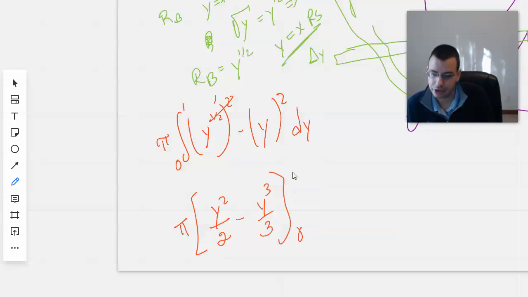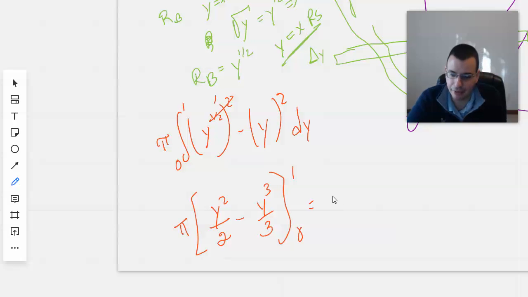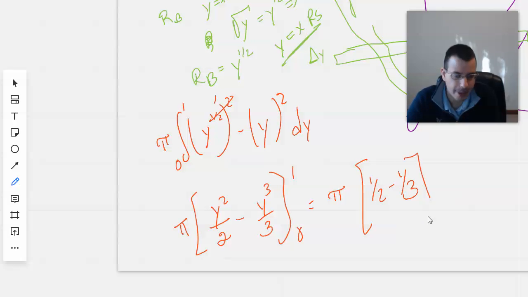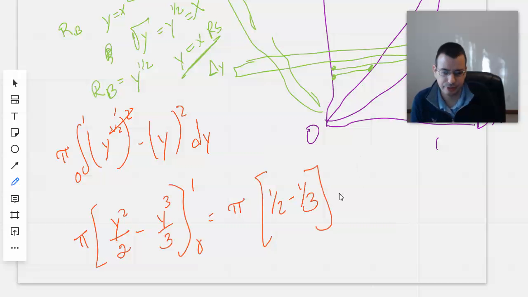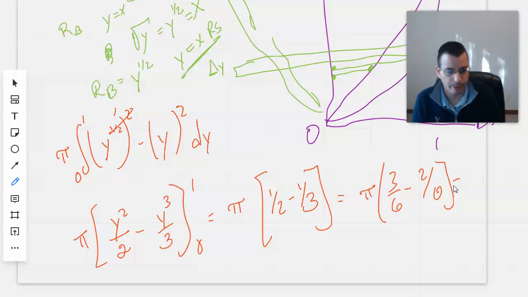I'm going to ignore the zeros again because 0 squared and 0 cubed is 0, despite being divided by 2 or 3. So we're going to have 1/2 minus 1/3. And that becomes pi times 3 over 6 minus 2 over 6, which is pi over 6. Huzzah.